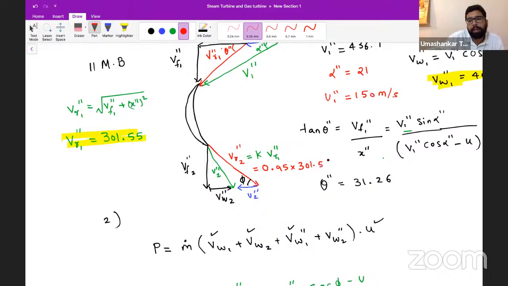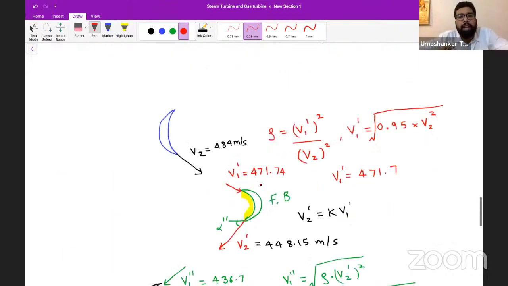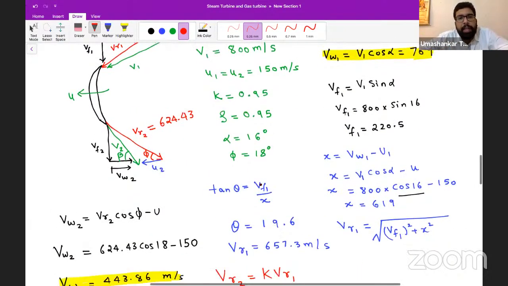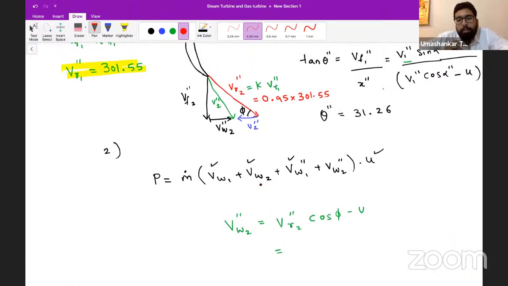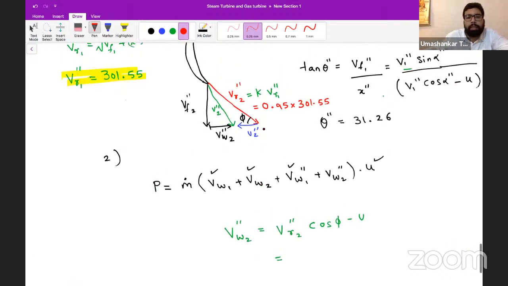I am making it a little bit faster because we are seeing all this for the fourth time. In the previous session, we have done 2 questions of velocity triangle. This is a combination of 2 questions because there are 2 stages. So firstly, we did it here, and all this we are doing here also. So can anybody tell me the value of VR2 double dash, please? VR2 double dash. Anyone?